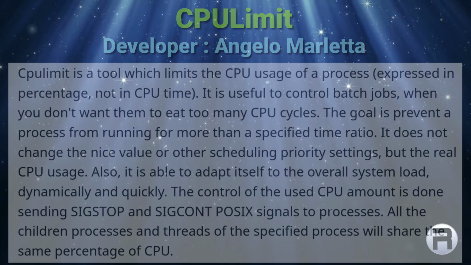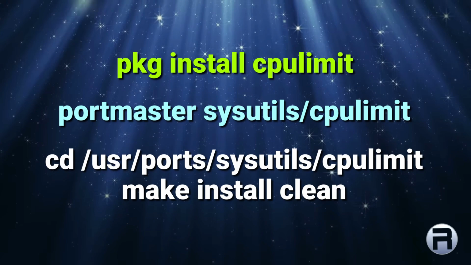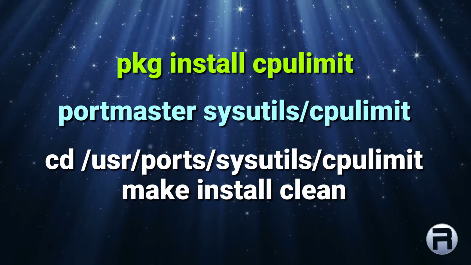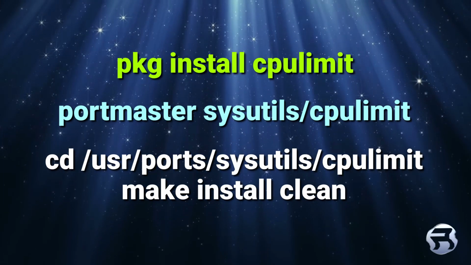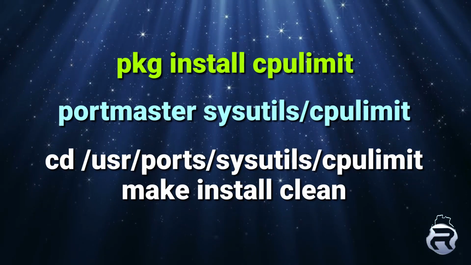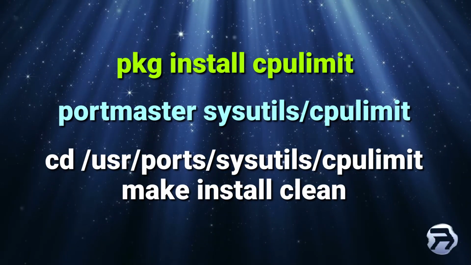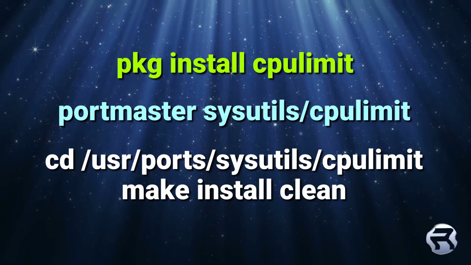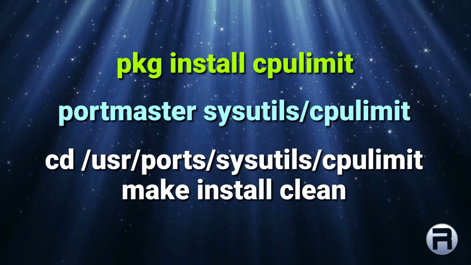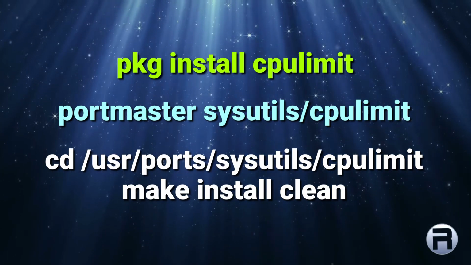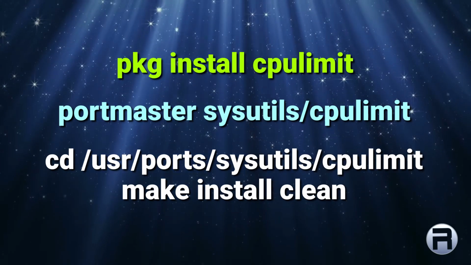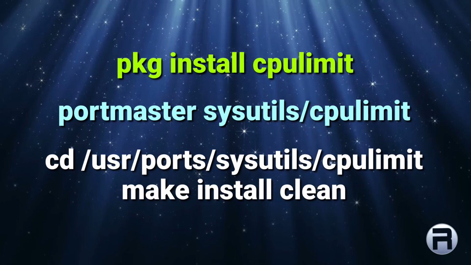You can install via package or ports. If you want to install via package, it's pkg install CPULimit. You can either use portmaster or the traditional way. It's portmaster sysutils/CPULimit, or you can change into the directory /usr/ports/sysutils/CPULimit and then make install clean.